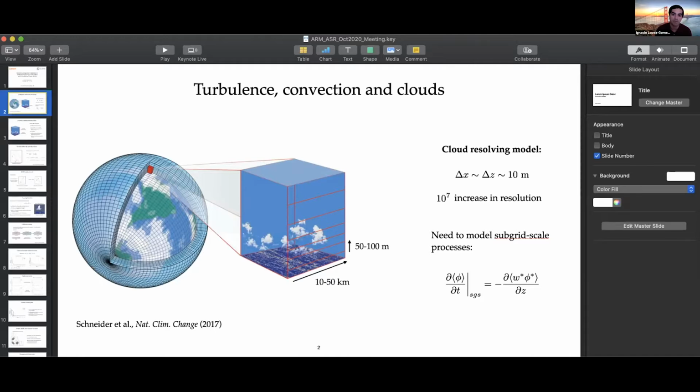Now, the problem is that if we wanted to actually resolve these clouds, or at least the dynamics of clouds, not the microphysics, in climate models, we would need resolutions of the order of tens of meters in each direction. And if we consider the resolution that we have now in current climate models, which are typically tens of kilometers in the horizontal and tens to hundreds of meters in the vertical, then we would need a 7 order of magnitude increase just in spatial resolution to resolve this. So this is not going to happen now or in the near future. So there's still going to be that need to model subgrid scale processes in climate models.